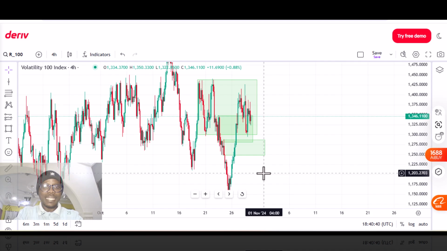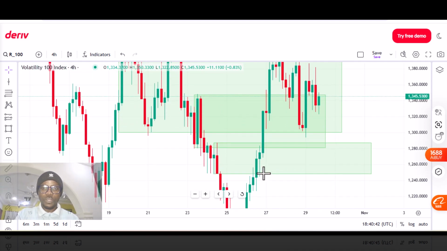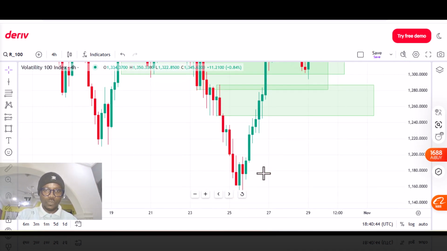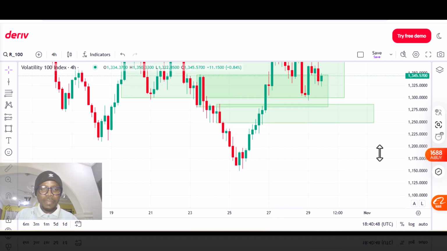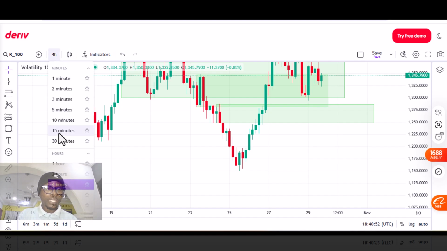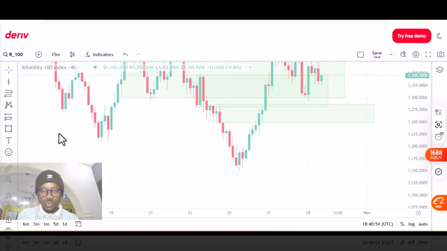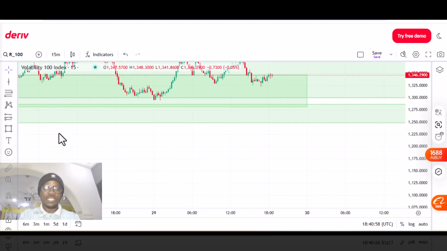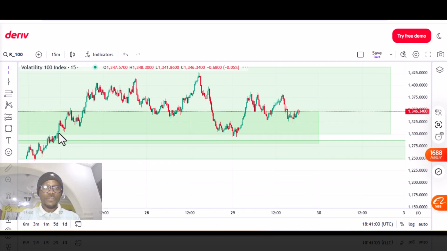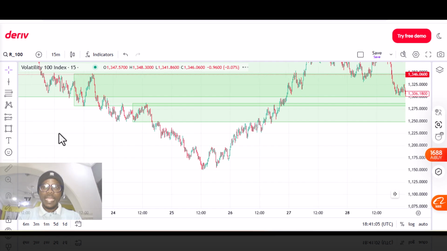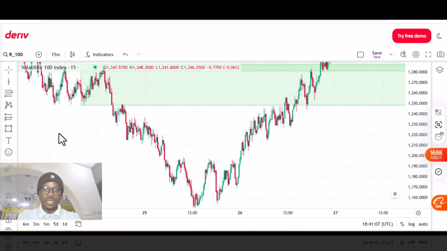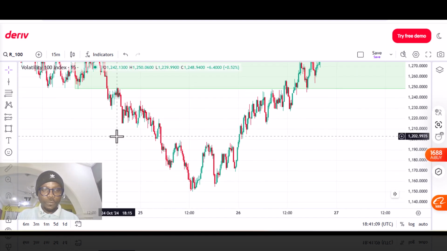So you realize that this is where we usually have what we call shifting market structure. Now, on the 4-hour time frame, it may be a bit difficult for you to identify the structure shift. So usually, if I'm looking at my analysis on the 4-hour time frame, where I usually want to go to is the 15 minutes time frame, if I want to identify market structure shift.